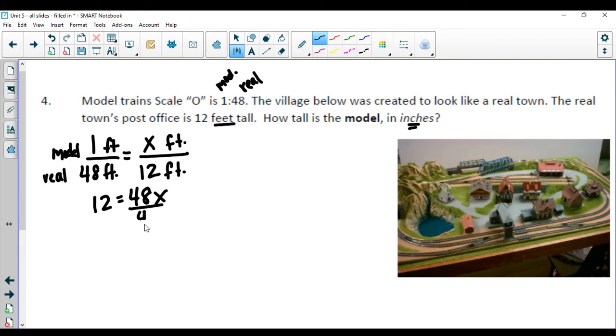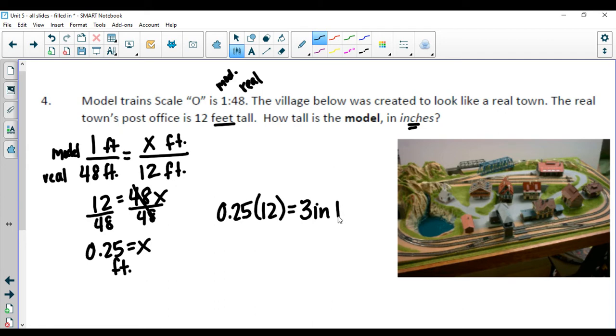48X, divide through by 48. 12 divided by 48 is 0.25 equals X. And this is feet. But you'll notice that the question said in inches. So 0.25 of a foot, there's 12 inches in a foot. So 1/4 or 0.25 of 12 is going to give me 3 inches tall for that.